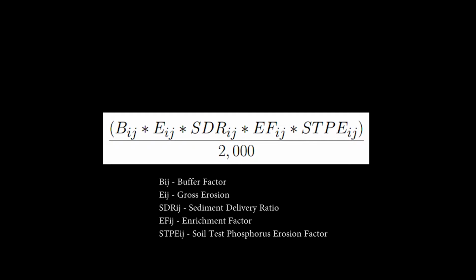Information for gross erosion can be found under the Erosion Control tab. Information for buffer factor and SDR can be found under the Sediment Control tab. The enrichment factor accounts for the impact of management techniques on soil phosphorus levels.